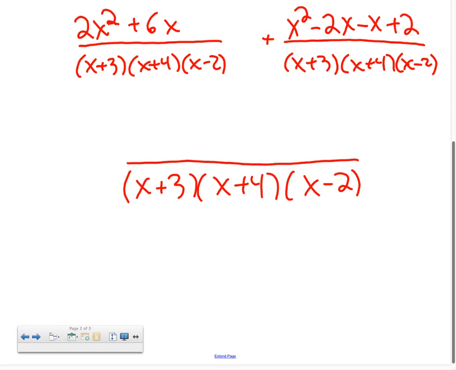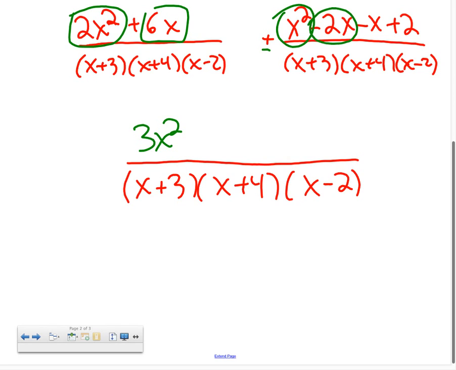So I'm going to start with my x squareds then. Okay, we'll do some different color. I'm going to say 2x squared plus x squared is 3x squared. No problems there. Then I'm going to say 6x plus negative 2x plus negative x. So 6x plus negative 2x, that's going to be 4x because it's a negative. And then 4x plus the remaining negative x is going to get me down to 3x. So plus 3x.